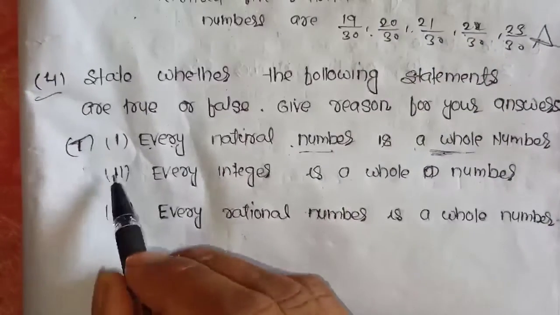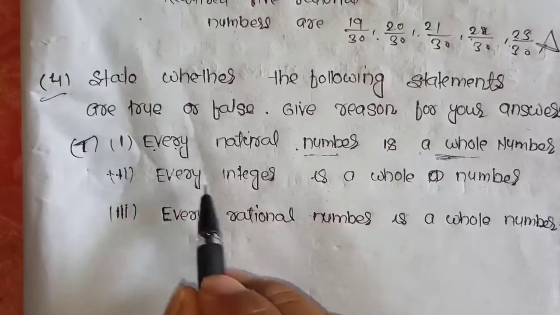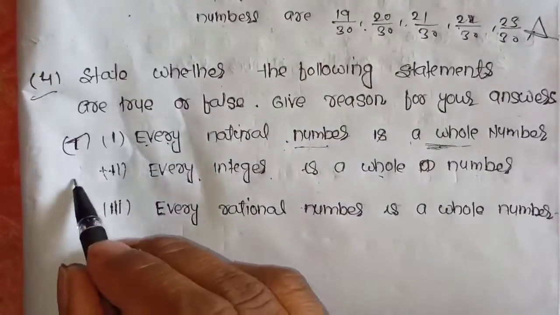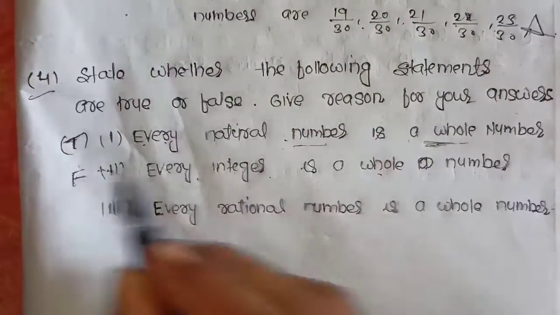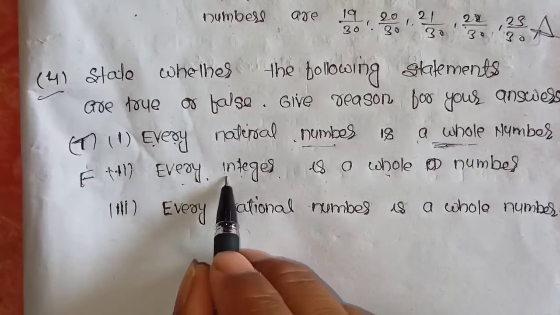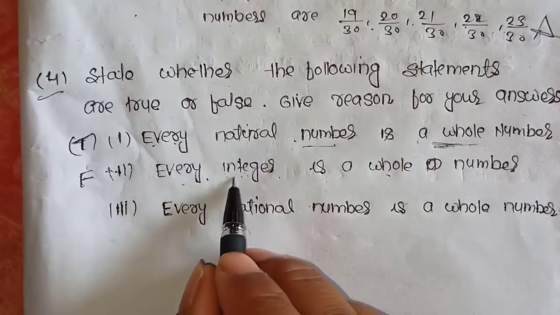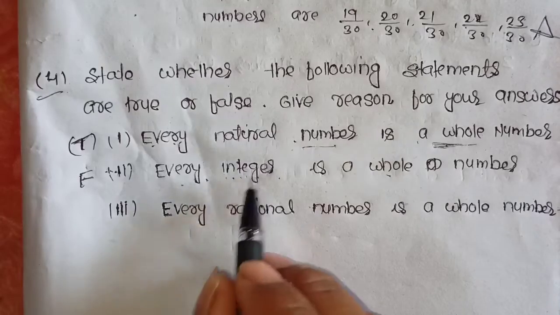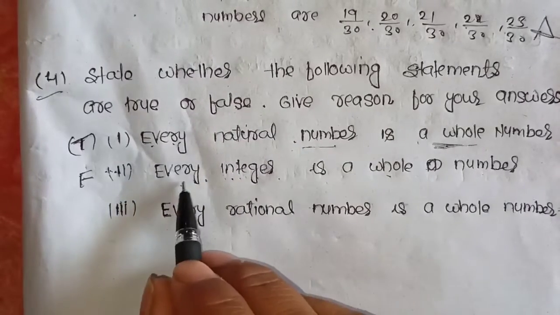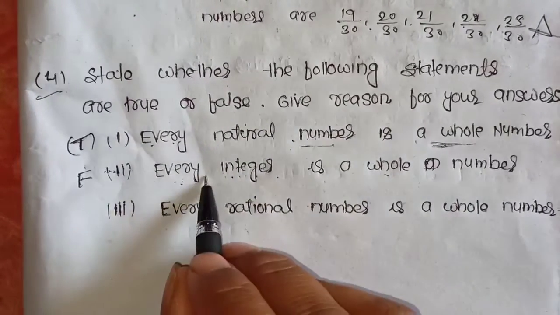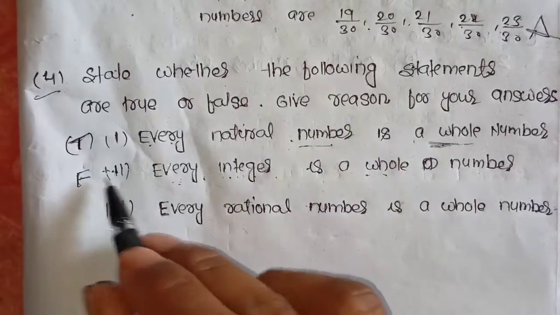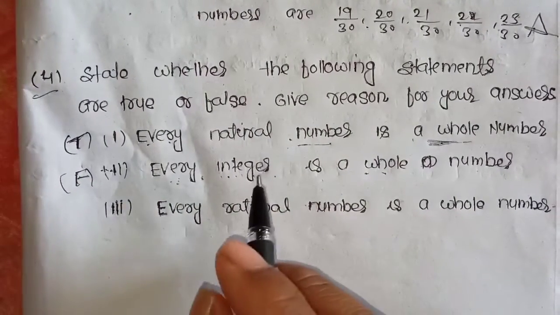The second statement we have: every integer is a whole number. It is false. Why? Because we know that integers are the combination of the negative of natural numbers, 0, and the positive natural numbers. That's why every integer is not a whole number, because a negative number is not a whole number. That's why this is false. You can write the reason yourself.